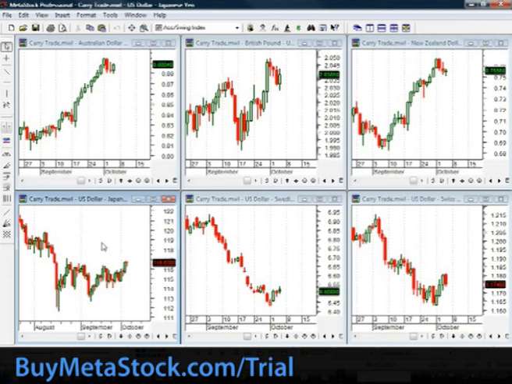That's the beauty of having a software application like Metastock: you don't have to take my word for it. So throw this into Metastock and see how it actually played out.